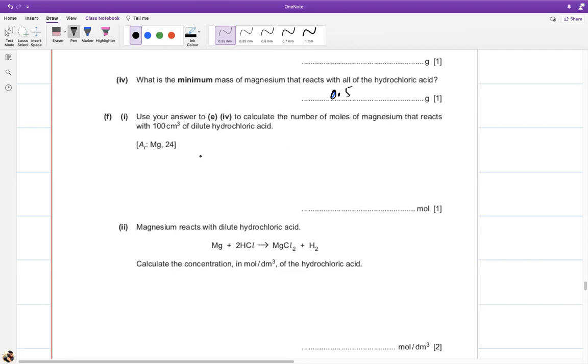So number of moles कैसे आएगा, mass over Mr, so mass over Ar करेंगे क्योंकि magnesium solid है। So 0.5 over 24 हमारे पास आंसर आ जाएगा 0.0208। 3 significant figures जरूर रखिएगा, don't forget. So this is the moles of magnesium that we have. Magnesium reacts with sulfuric acid, hydrochloric acid. Calculate the concentration of hydrochloric acid.